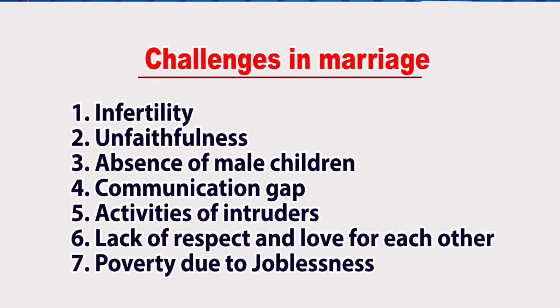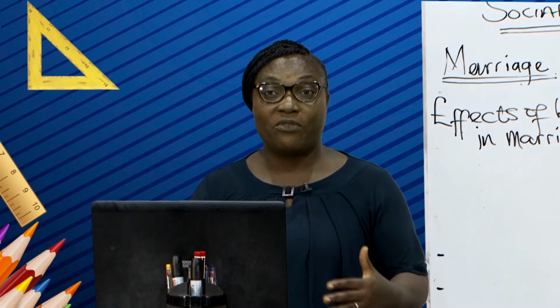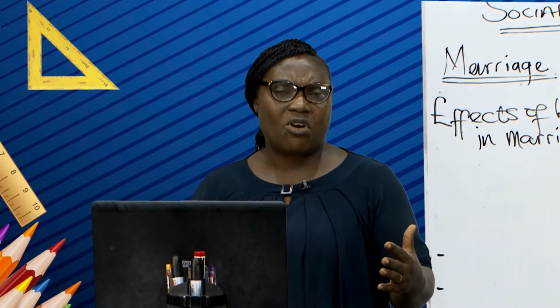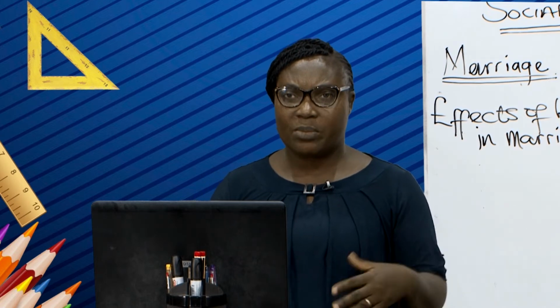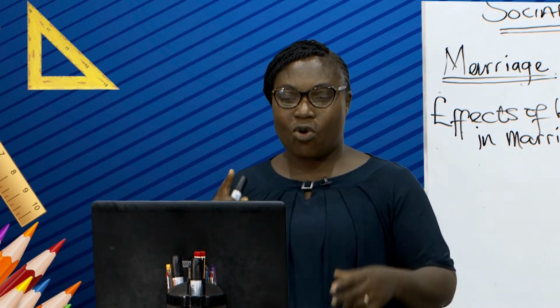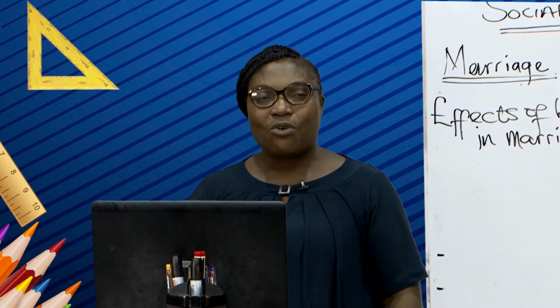Number 6 is lack of respect and love for each other. That is when the wife is claiming to be superior over the husband. Maybe it may be because the wife is richer than the husband. That can cause problem. Lack of respect.